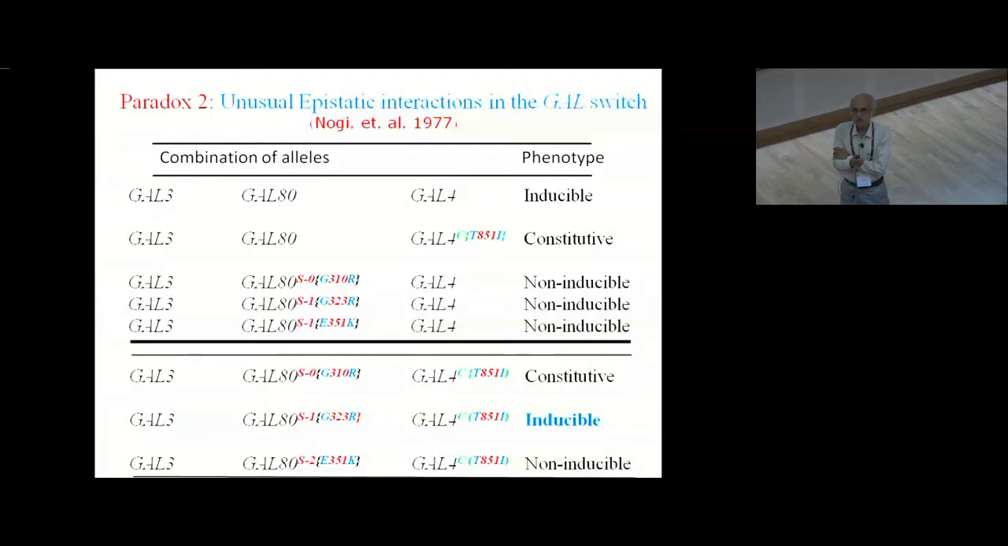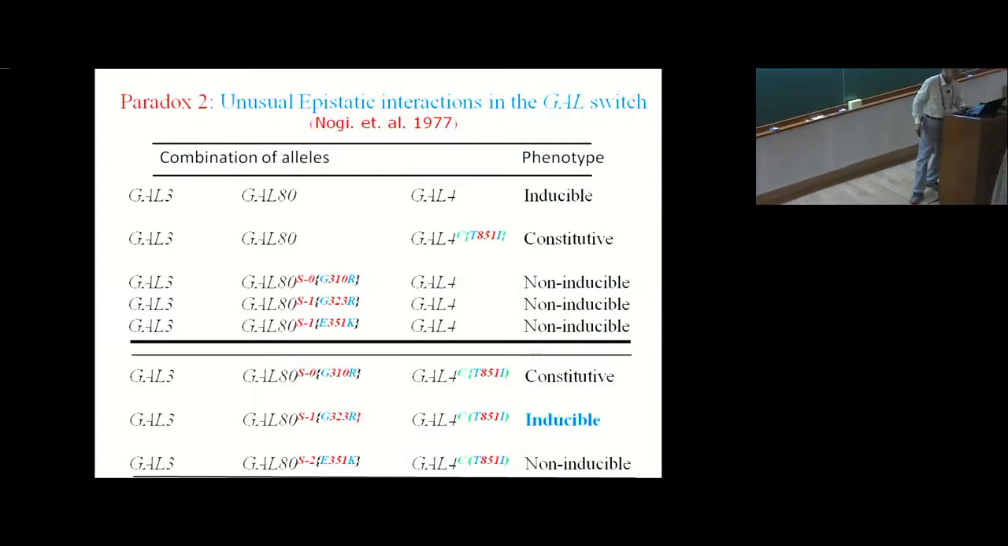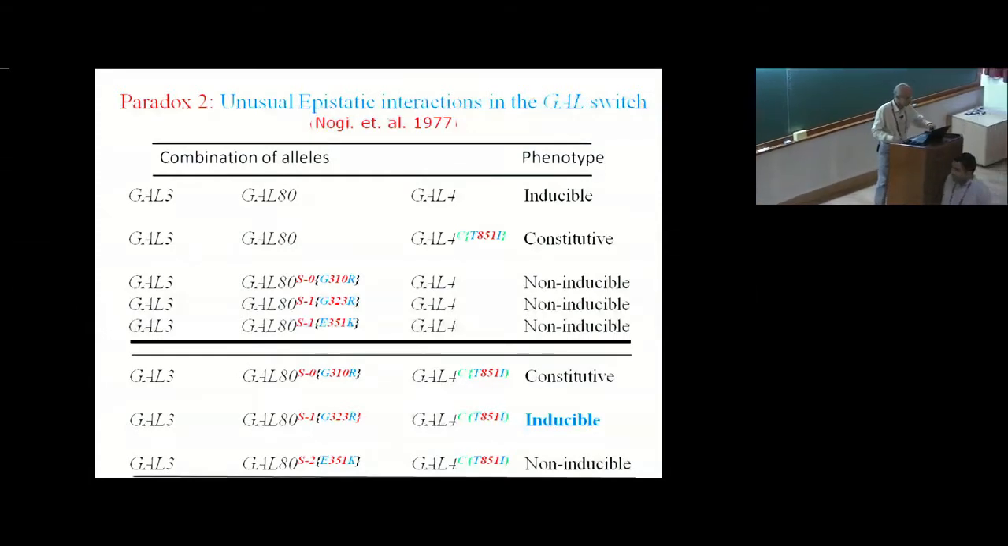How does a non-coding RNA inhibit? Non-coding RNA, that's a question which I may not be able to clearly answer, but let me just try.